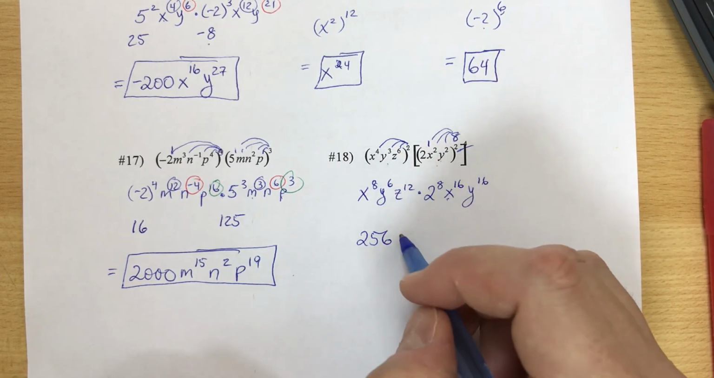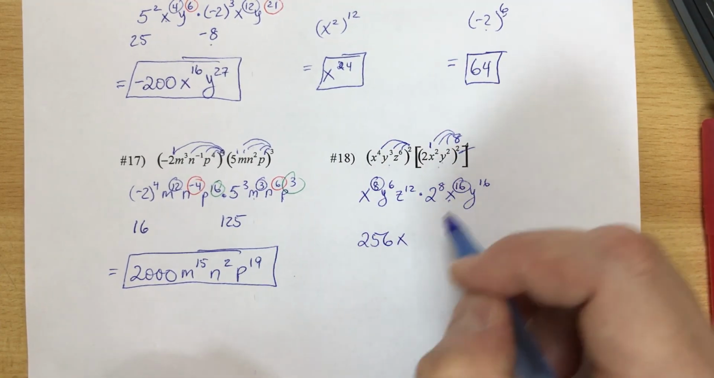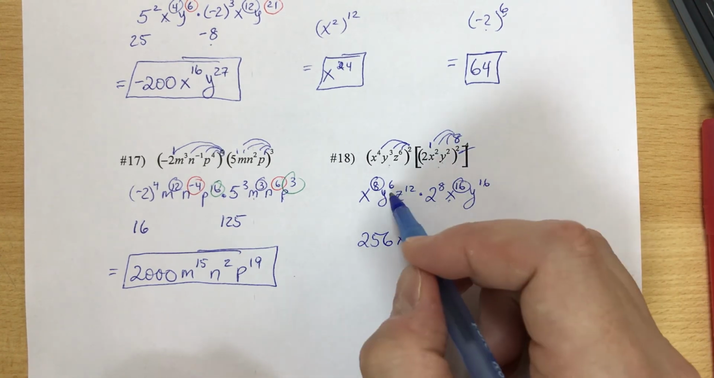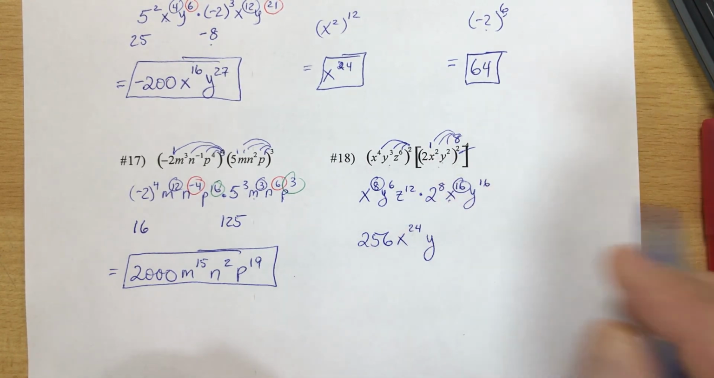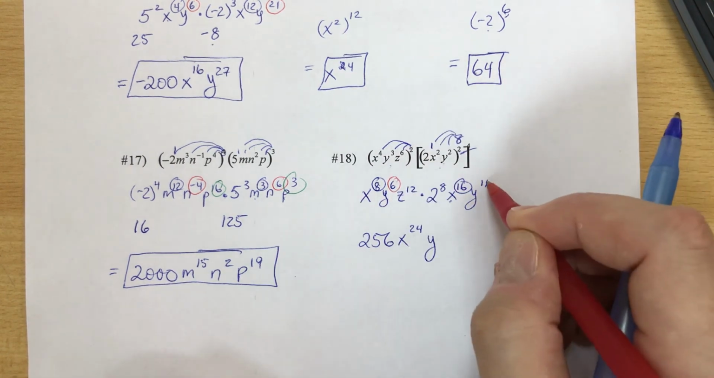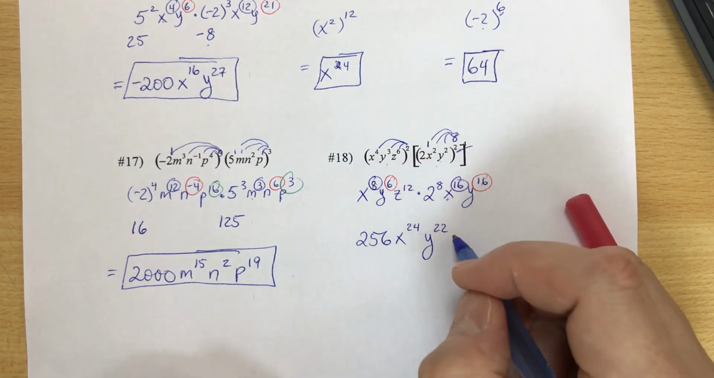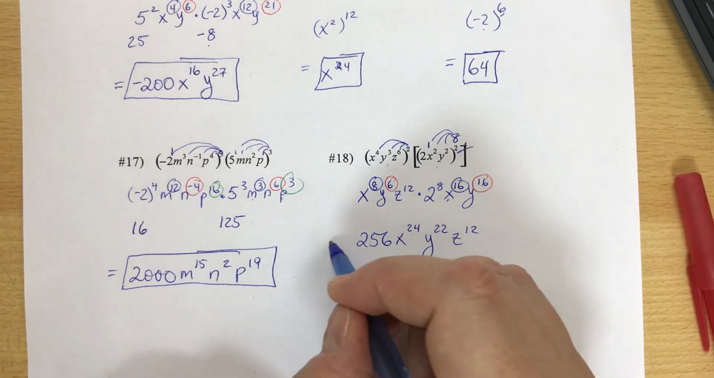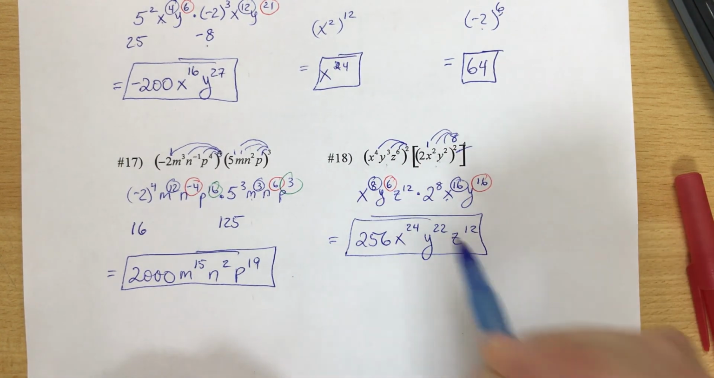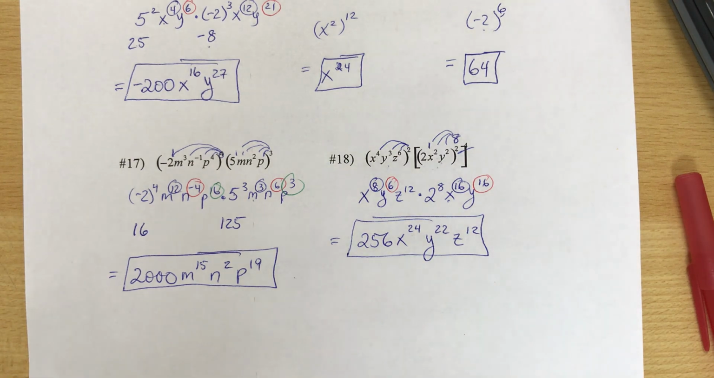Multiply the x's, we keep the base. Add the exponents, that's 24. For the y's, keep the base. 6 plus 16 is 22. Z to the 12th is by itself, so that stays. And that is as far as you go with that, and that is the end of the notes.